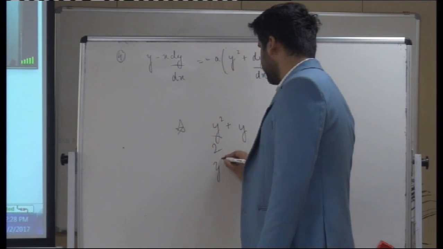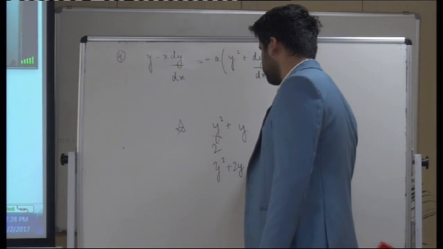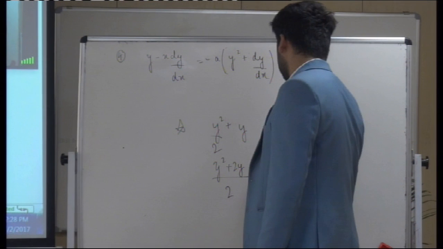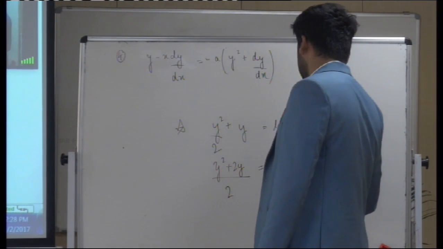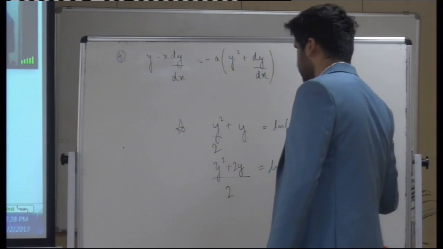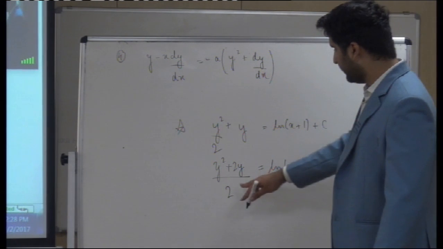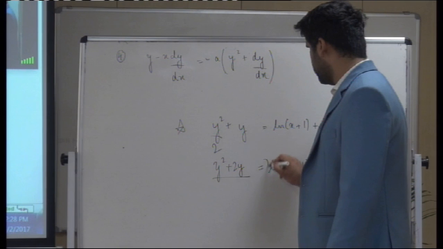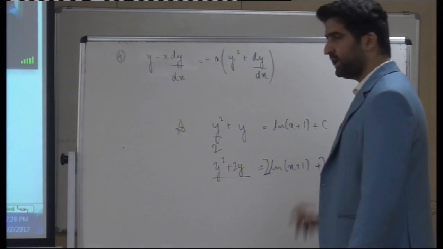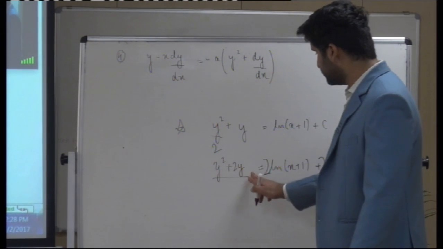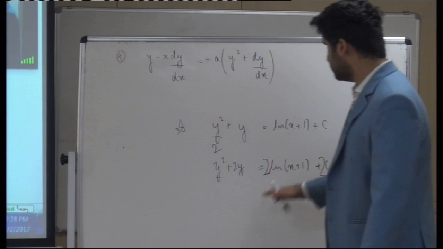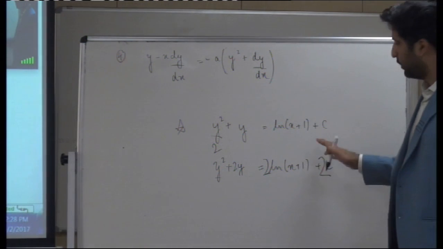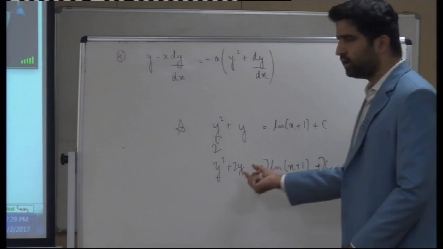We can write this as (y square plus 2y) upon 2 is equal to ln x plus 1 plus c, right? And I can multiply this 2 over here. So I'll get 2 times ln x plus 1 and 2 times c. Okay. Now see this step very carefully. Since we have a constant over here, it doesn't matter if I take a 1 out of this.